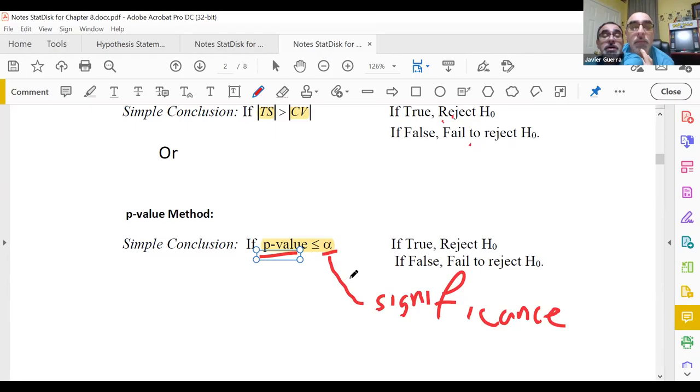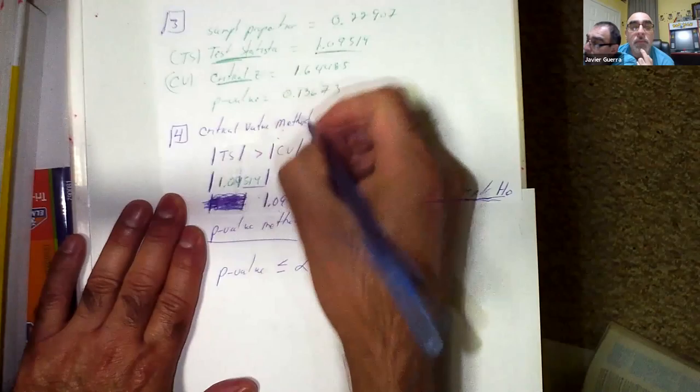So you plug in the numbers. If it's true, you reject. If it's false, you fail to reject. You have to read it from left to right, ladies. You have to read it from left to right. So I'm going to show you how this one works. Stop share. Paper. All right, here we go.